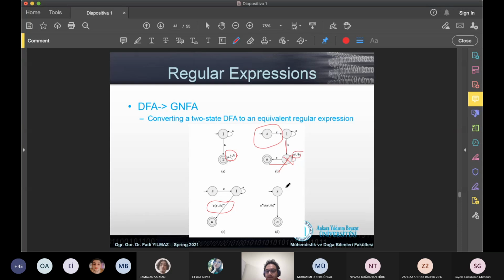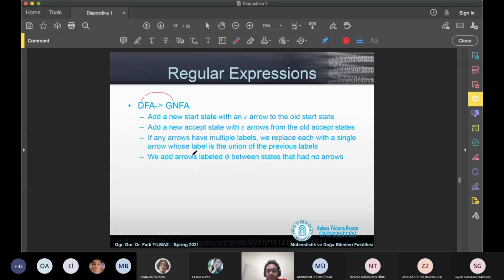And this one, we can also get rid of this state because this is A star, right? So A star is going to be concatenated, A star B, so A star comes in front of this regular expression. A star B and A union B star. So this is the equivalent GNFA. From this DFA, we generate this by applying these four steps.